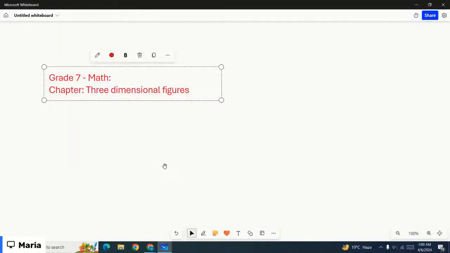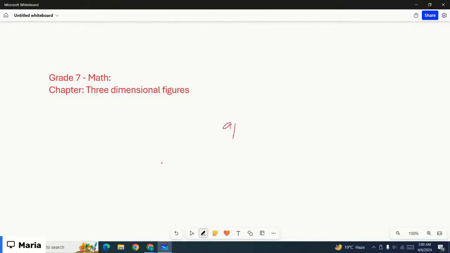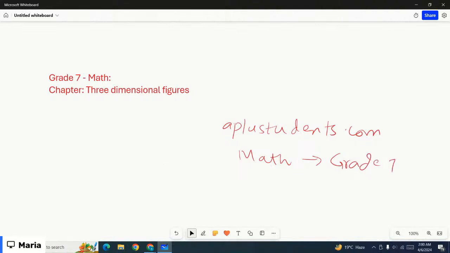You can find all the lessons on aplusstudents.com. You have to log in there using your email address and password as provided by the administrator. Then you have to select math from the subject tab, scroll down to grade 7 and then click on view all lessons. There you can find a list of the chapters. We're going to start with the chapter three-dimensional figures. So please make sure you have your notebook and pencil so that you can note down the important examples and definitions as well.